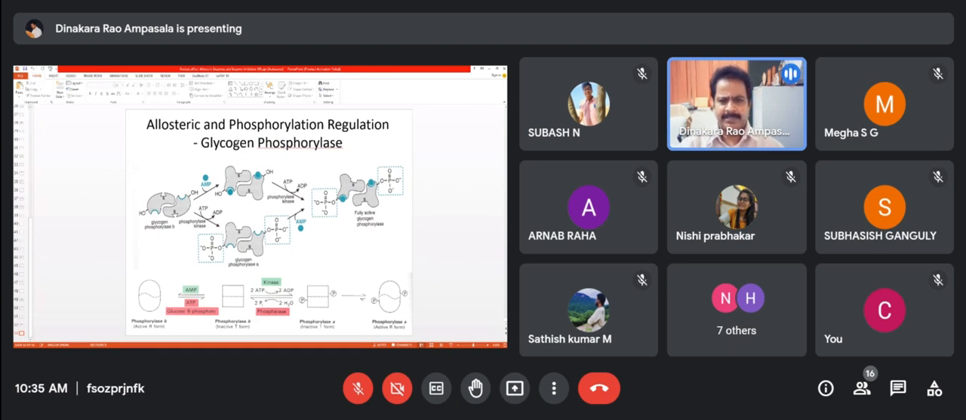This glycogen phosphorylase, we will see more about this in glycogen synthesis. Just for example, I have given it here. Just go through it. That's all.